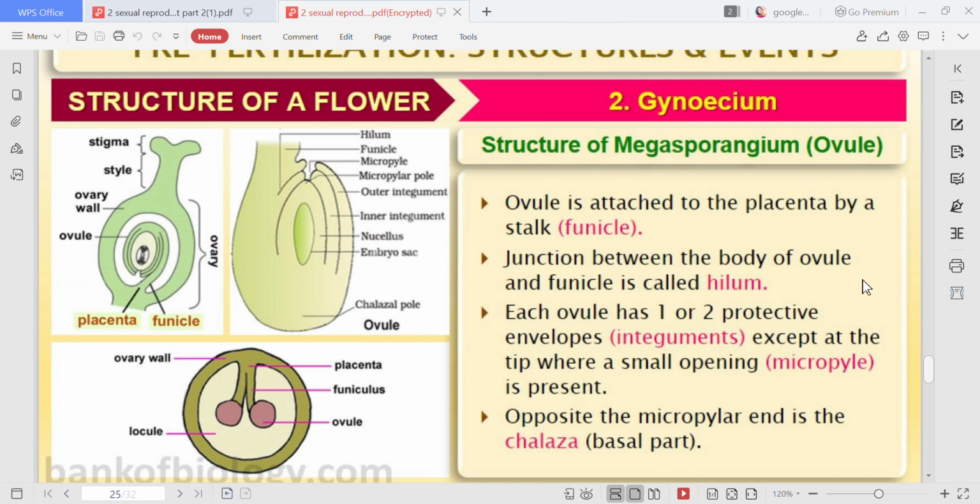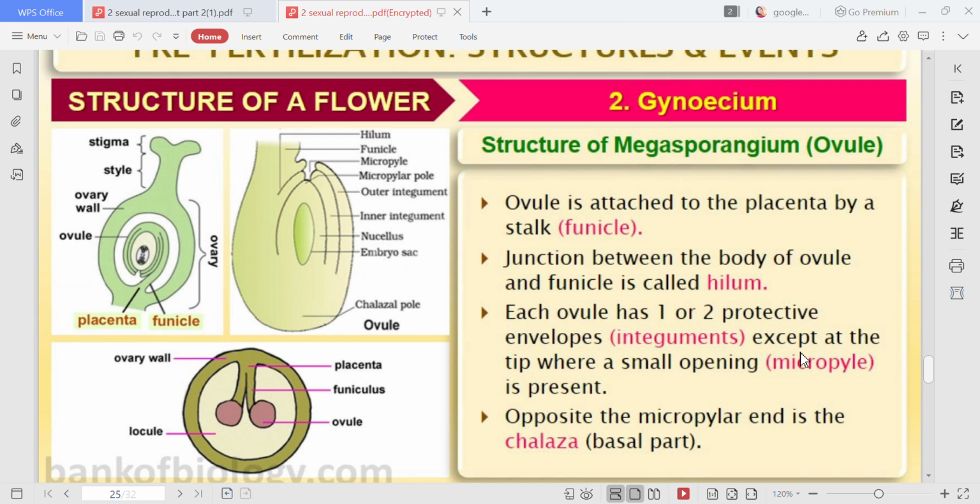So it means that placenta and ovule are connected by a stalk called funicle. Junction between the body of the ovule and the funicle is called hilum. Now here, this is the junction. You see, this is the junction where ovule and funicle are getting attached. So this junction is called hilum. Okay, each ovule has one or two protective envelopes. Now there are protective envelopes. You can see these are the integuments or skin, you can say, or protective envelopes. This is the inner integument. This is the outer integument. So these can be of many layers or two layers, depends.